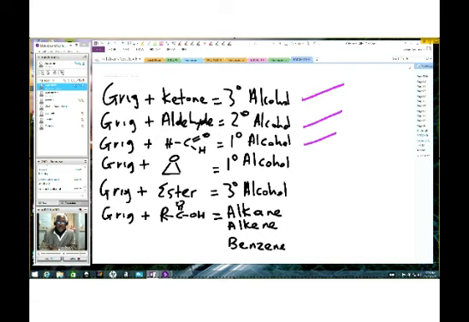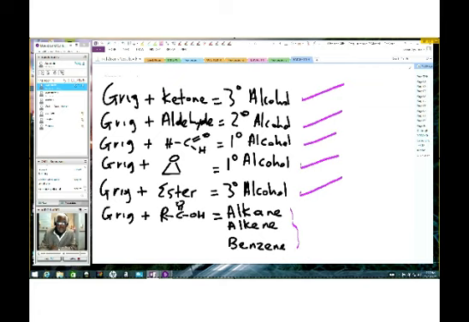You have Grignard with an ester. You have a tertiary alcohol. And then Grignard with carboxylic acid. You get either alkane, alkene, benzene, depending on what Grignard you started with. I almost forgot, there is one more Grignard reaction. Let me give that to you. Grignard with carbon dioxide.